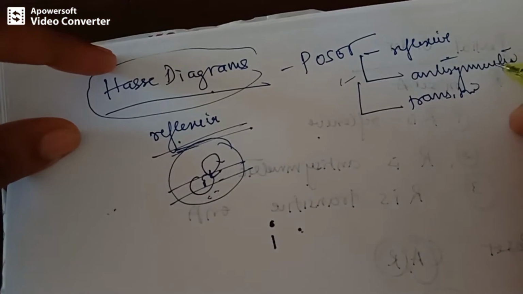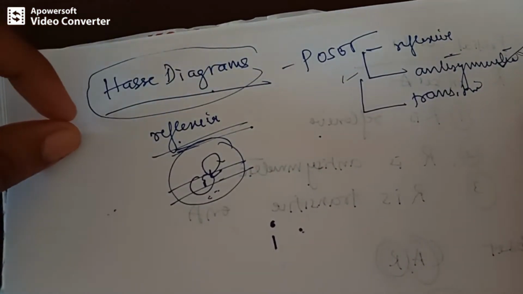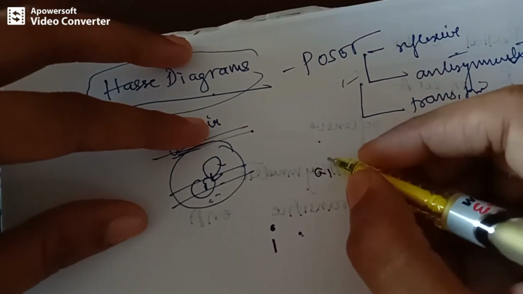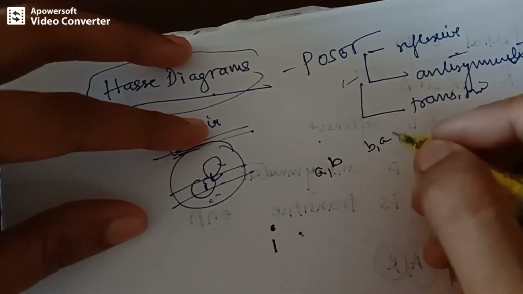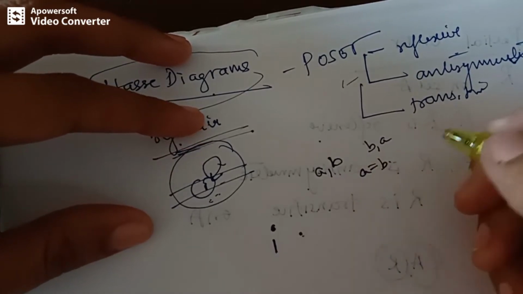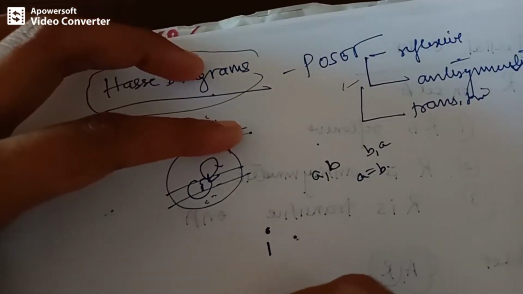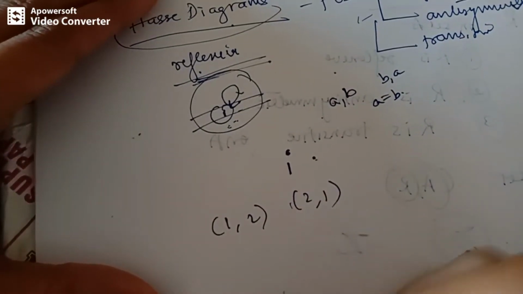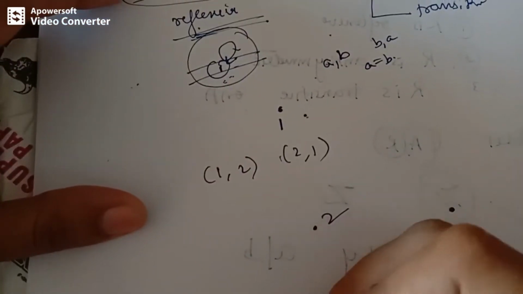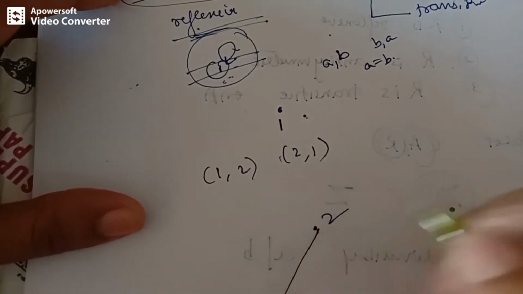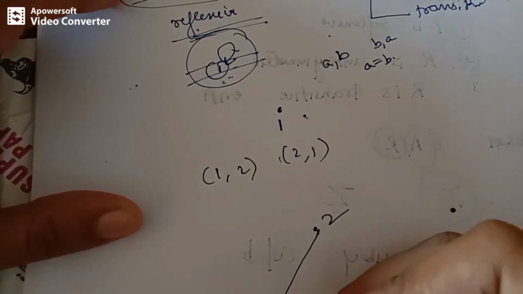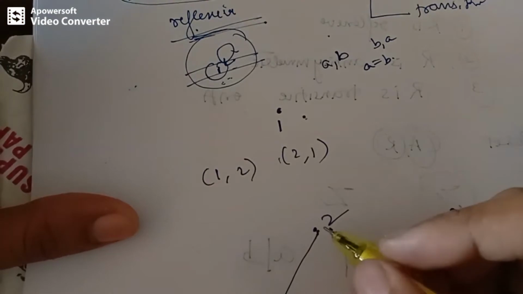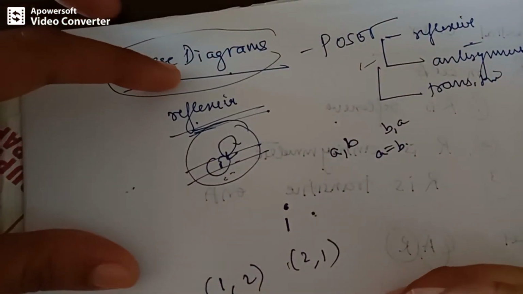Next, coming to the antisymmetric property. In the antisymmetric property, A must be related to B and B must be related to A, and then we can say that A is equal to B. Correct? So if I have (1, 2) and (2, 1) together in a relation, let me represent two vertices first. This is the basic line. This means that 1 is related to 2 and 2 is related to 1. So this we are representing in our Hasse diagram.